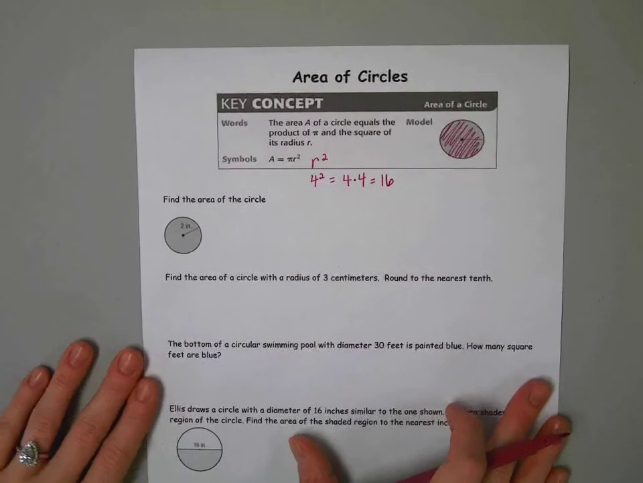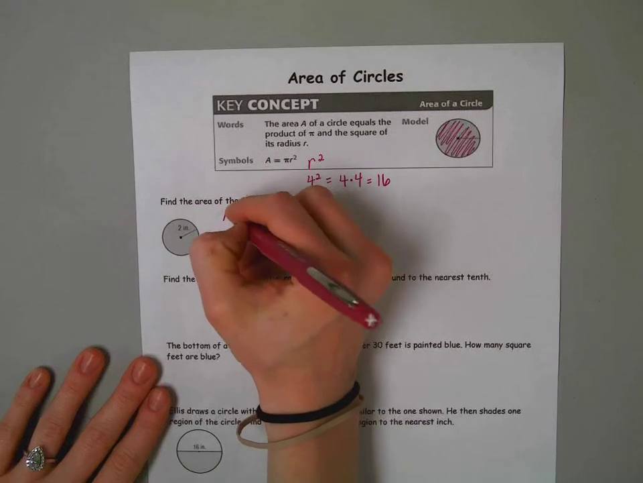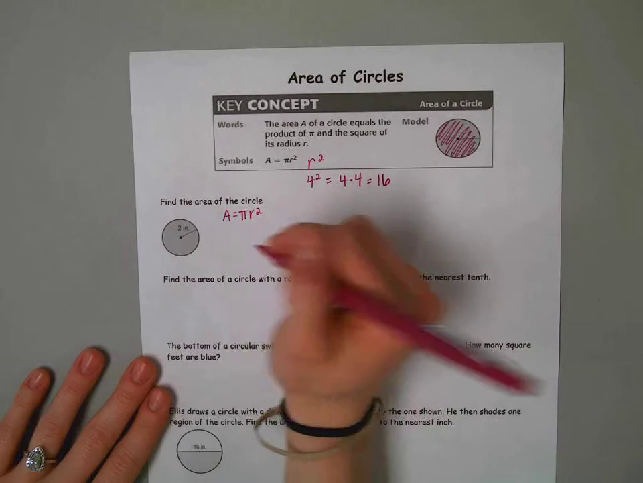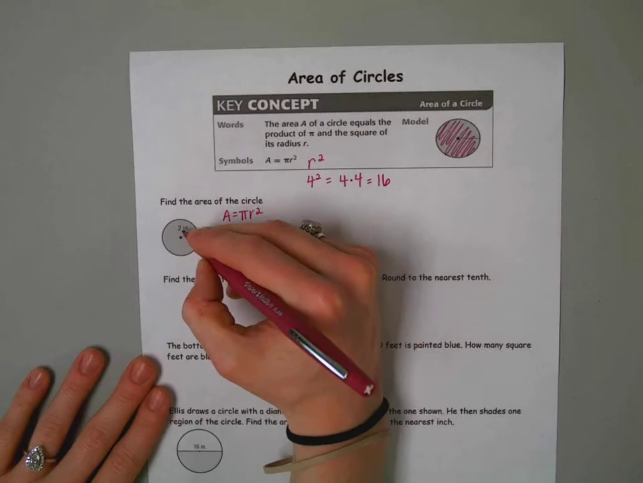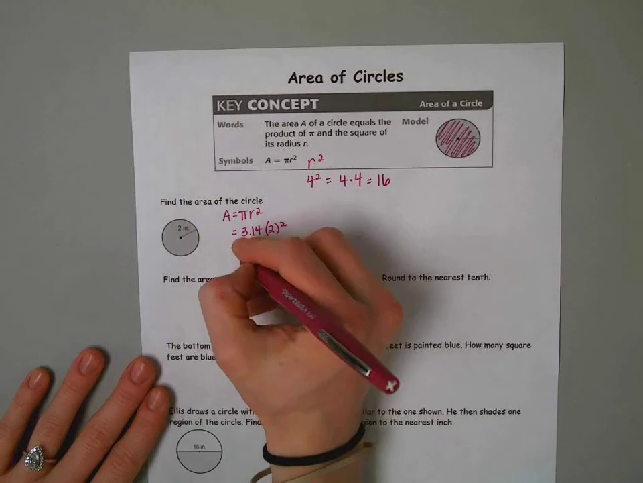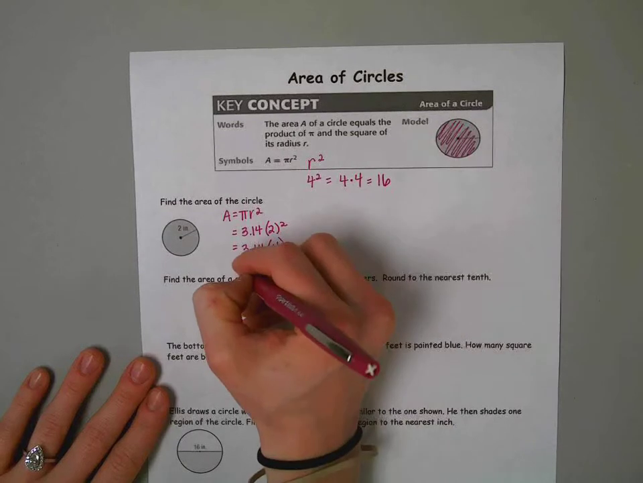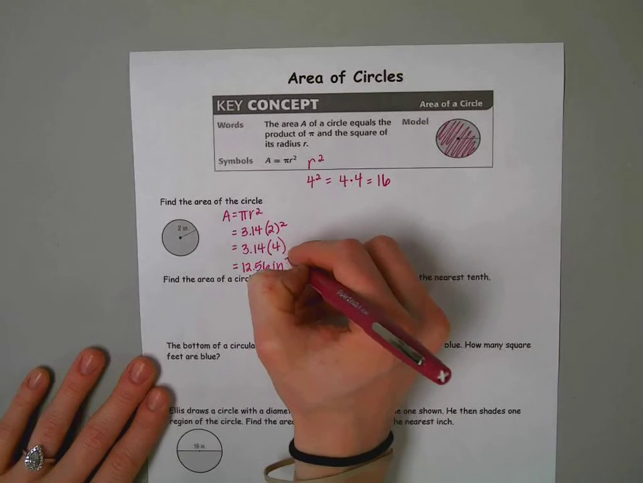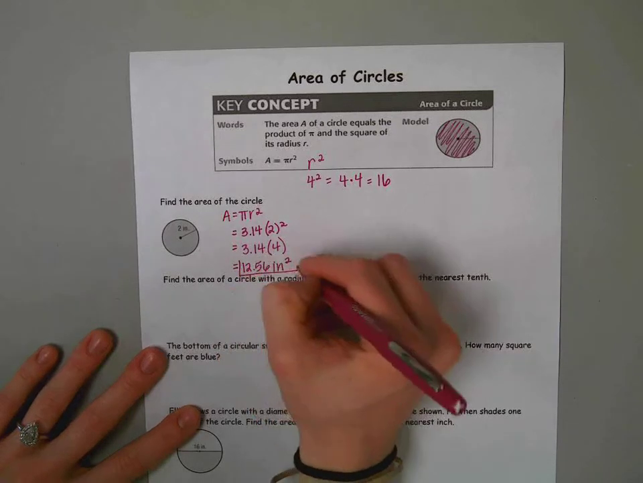The first example shows us a circle with a radius of 2 inches. So I'm going to write the formula, which is area equals pi r squared. And then I'm going to fill in my information. Pi is 3.14 times 2 is the radius, so I'm going to write 2 squared. 2 squared is 4, so I have 3.14 times 4. And the answer is going to be 12.56 inches squared. That's important. We're finding area, so the units need to be inches squared.